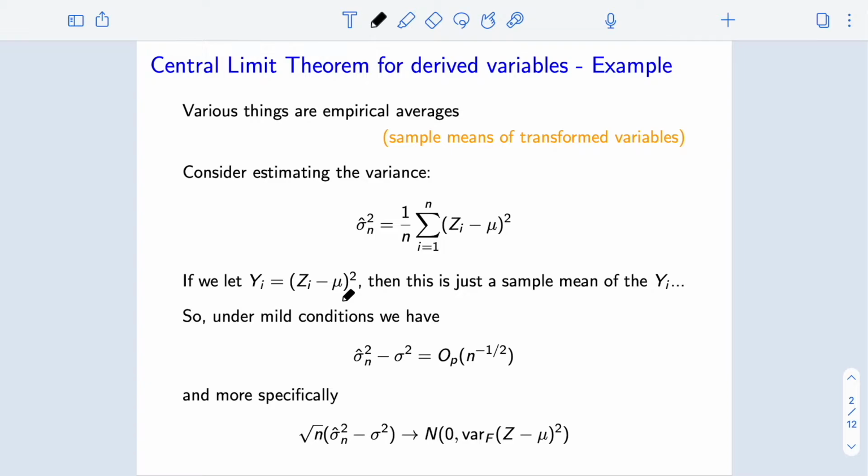In this case, under very mild conditions, we can use the central limit theorem and Chebyshev's inequality to say both that the sample variance minus the true variance is big O_P of n to the negative 1/2, and more specifically, that if we look at that difference and scale it up by square root n, we actually get convergence in distribution to a normal with mean 0 and variance that involves the fourth moment of Z.